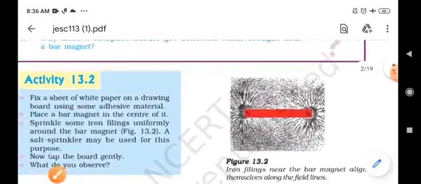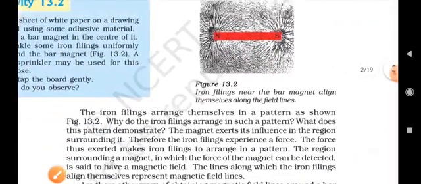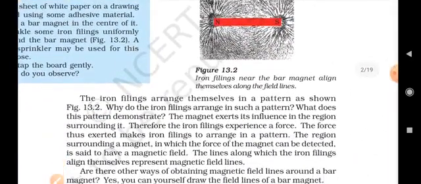Okay, so you can see here it is written that the iron filling experiences a force, and this force makes the iron filings arrange in a pattern, and that pattern is a curved line. So we can say that the magnetic line of force which is formed here, or the magnetic field which is produced here, this field line is in a curved path. So that's why it is said that it is arranged in a pattern.